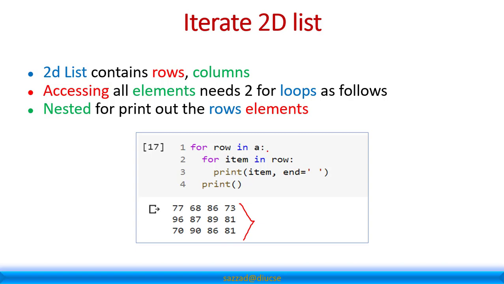First of all, the first loop will indicate all the rows. There are 3 rows, and then the second loop will print all the elements in each row. That means there are 4 elements in each row. It will print them one by one. So let's execute this part in our coding.